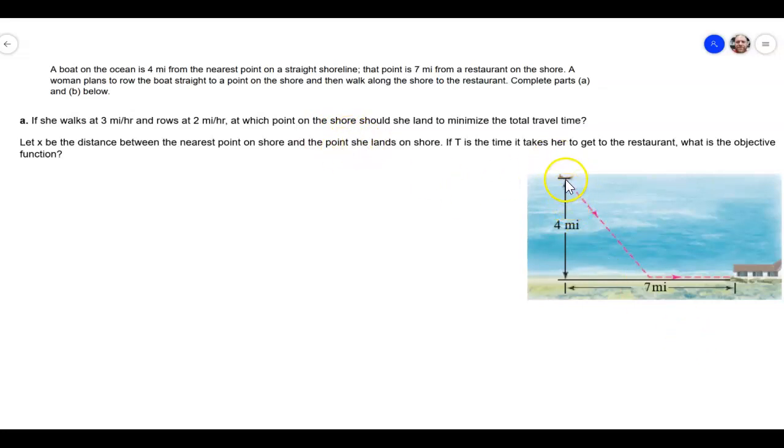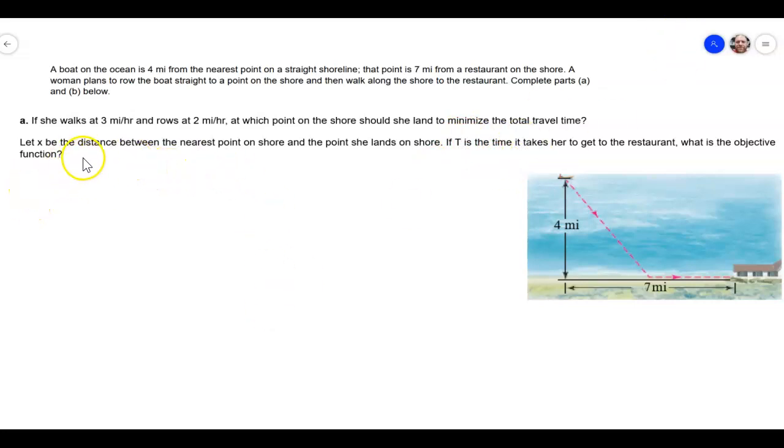So she can boat 2 miles per hour here and then walk 3 miles per hour there, or she can boat the entire way. She's got a lot of options. In fact, she's got an infinite number of options here. So we need to write some type of objective equation which describes the ways in which she can both row and walk, and we need to do it in a way that describes the amount of time that it takes her to do that.